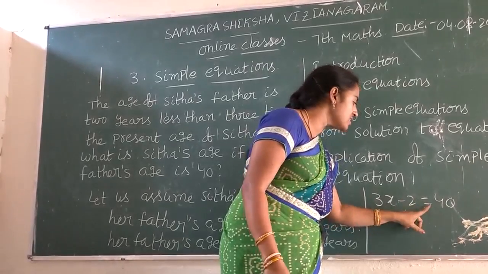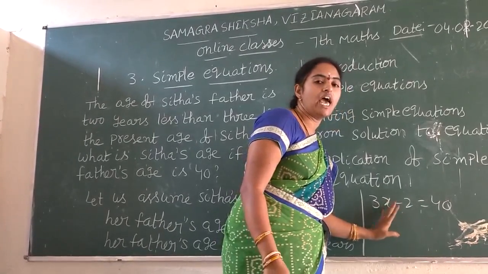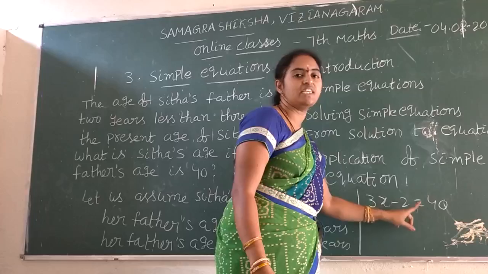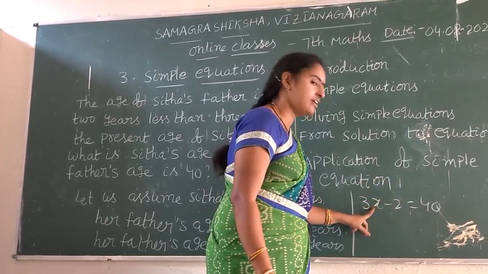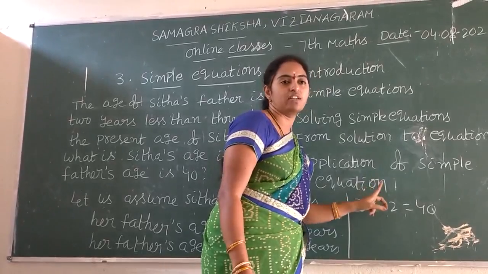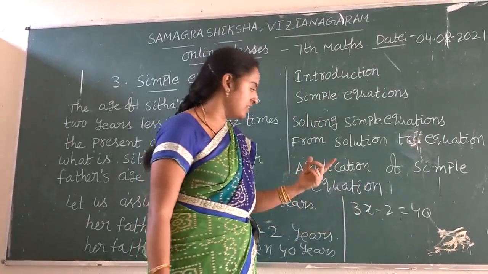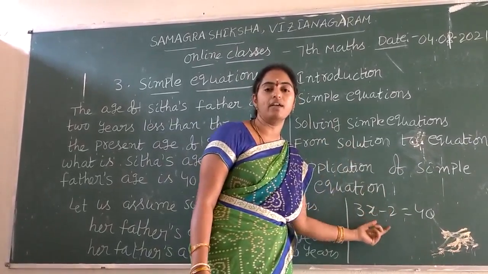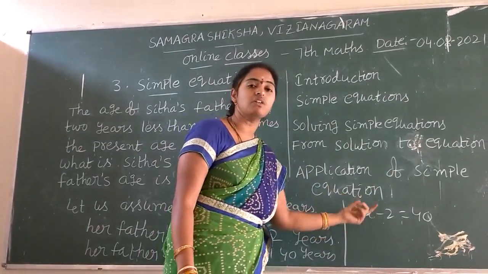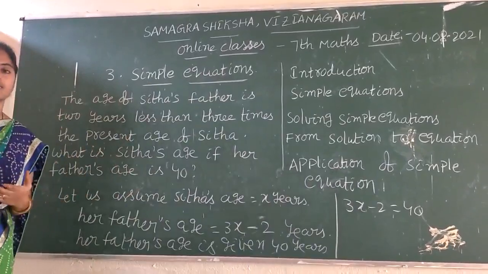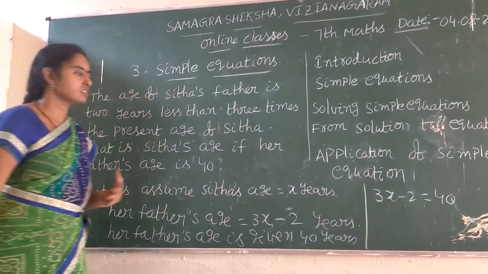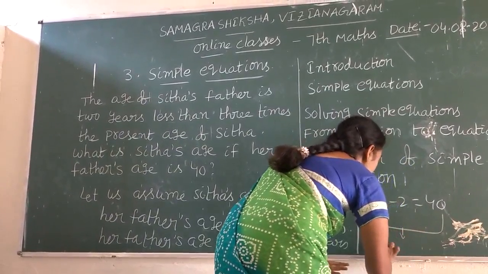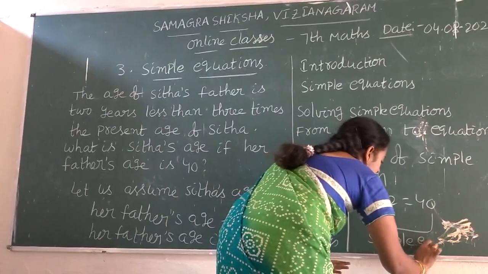So, this equation has two sides. And this is an equation with one variable with exponent 1. So the equation which has only one variable with exponent 1 is said to be a simple equation. This equation will help us to find Sita's present age. So, this is a simple equation.